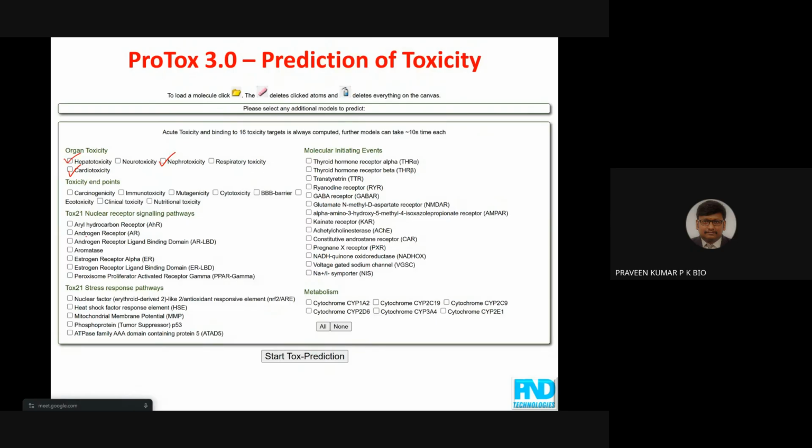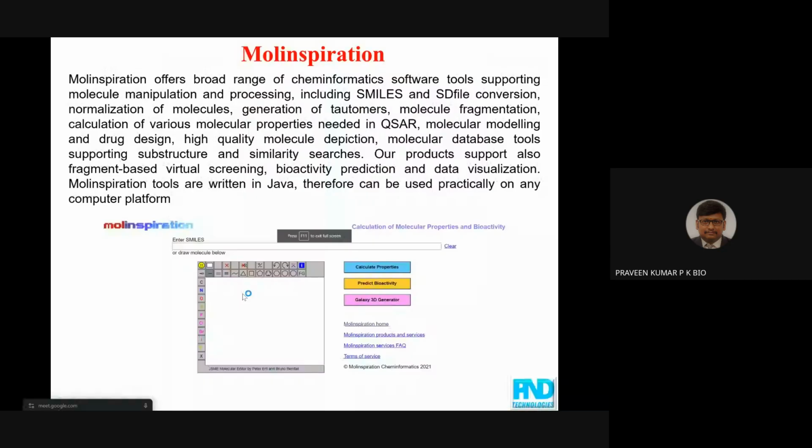And then my major target receptor is, of course, a kind of mitochondrial protein, so I can select this. And in HCC, the major target protein is P53, no doubt, so I am selecting this also. Like this, we can select whatever we want. And then we simply click Start Toxicity Prediction. Whatever we have selected, we will get the results based on that.